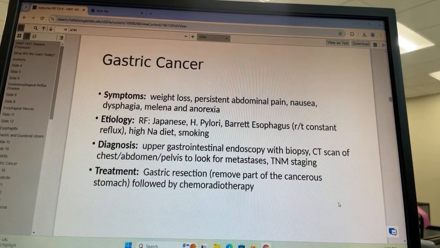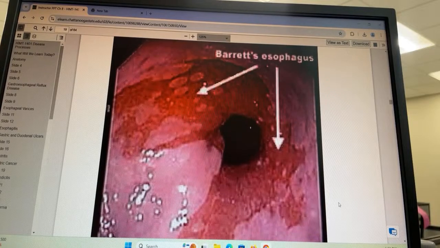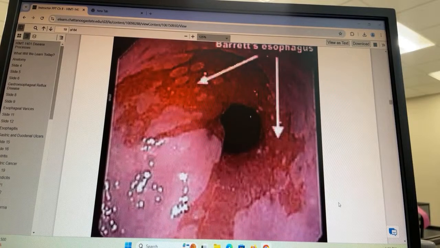And then obviously chemotherapy and radiation, always a part of treatment for cancer as well. Here's a picture of what Barrett esophagus looks like. You can see these weird blotchy kind of discolorations. It's not supposed to look like that. It's supposed to look all the same. So this kind of is an indicator that they have the precancerous condition of Barrett's esophagus.